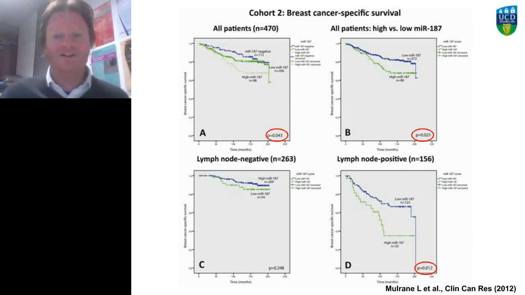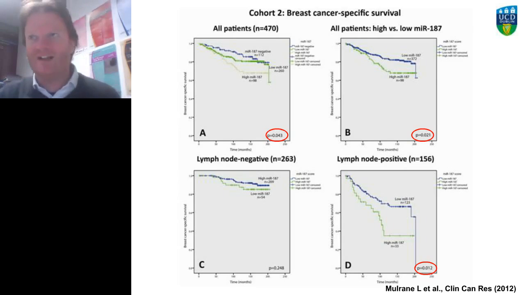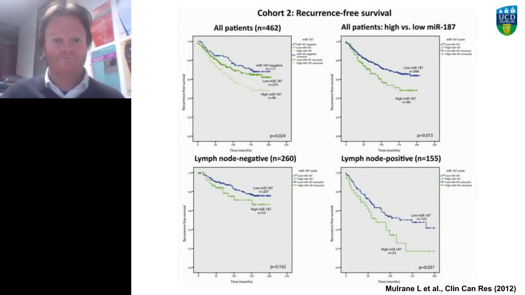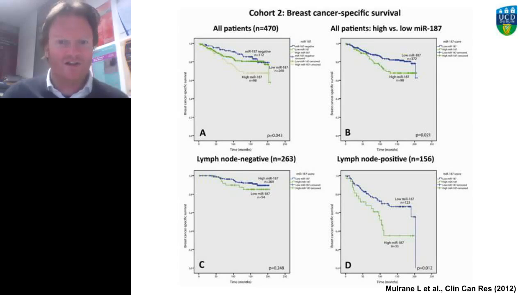And again, patients that have 1 or 2 positive lymph nodes but don't yet necessarily have metastatic disease, we really do need to find biomarkers that can help us guide therapy in these patients and suggest which patients could be treated with adjuvant chemotherapy. So this was looking at breast cancer specific survival.